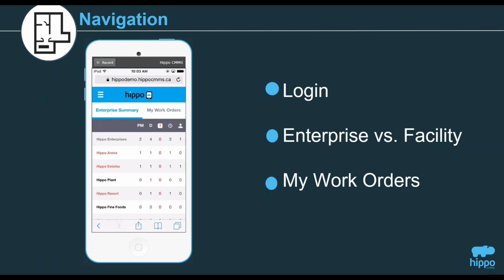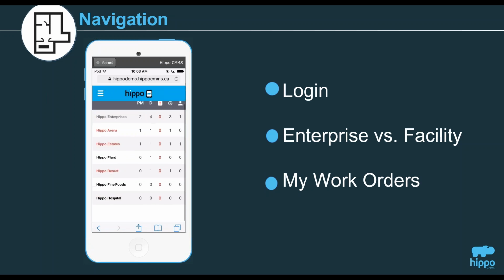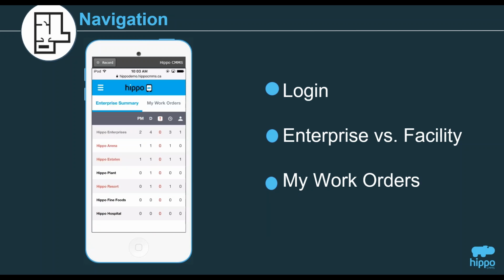Now the first screen I see here is similar to desktop. This is going to show me my enterprise view. I have a list of all of my facilities, an overview of what's going on within those facilities as well too. You can see how many PMs, how many demands you have open, anything that's marked critical, and then any work orders that could be related to you. That's hidden under the My Work Orders button.